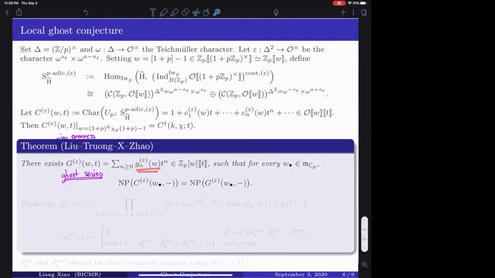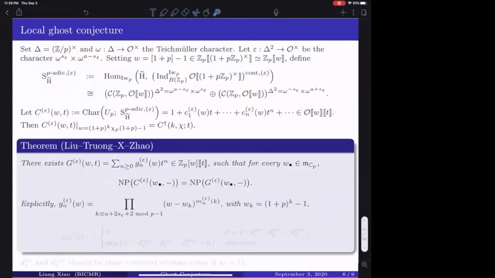The toy model is taken so that when you evaluate your power series at any w with norm less than one, in the open unit disk, the two power series will not be equal, of course, but they will have the same Newton polygon. Therefore, if you want to understand the slopes of modular forms, it's enough to look at this combinatorially defined thing and see what slopes you get. So let's make it explicit. Each of the coefficients is in fact a polynomial, a product of some factors. It will have zeros precisely at w_k, where w_k is the point corresponding to weight k.